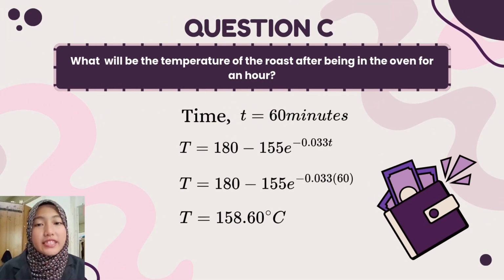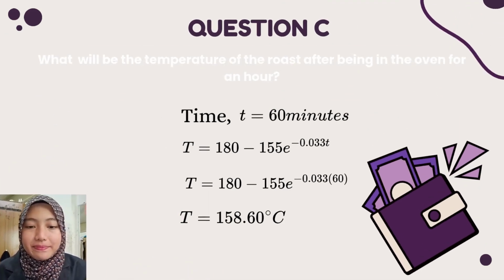Next, we go to question C. The question is, what will be the temperature of the roast after being in the oven for an hour? For the answer, t is equal to 60 minutes. We substitute the value of t into the equation T equals 180 minus 155 times e raised to the power of minus 0.033t. So, we get the final answer for the temperature of the roast.